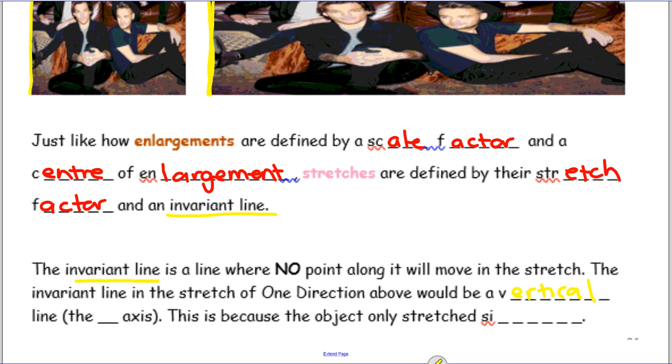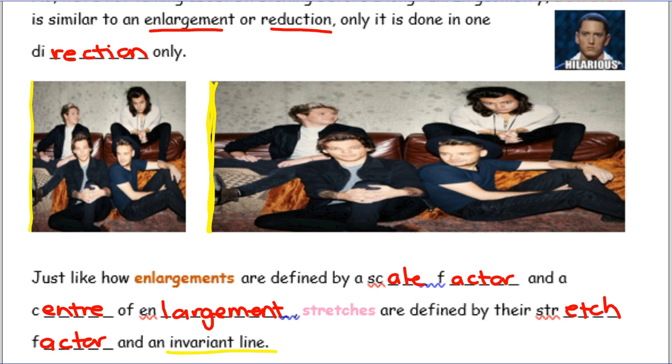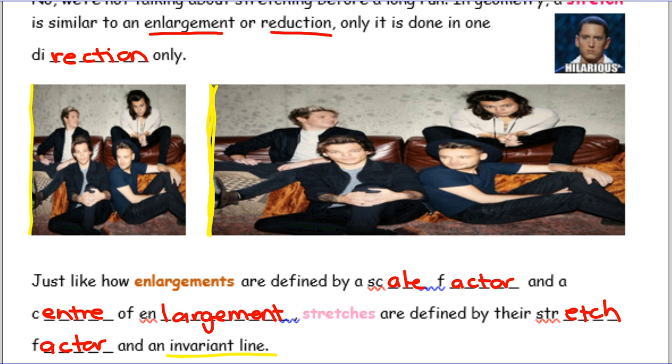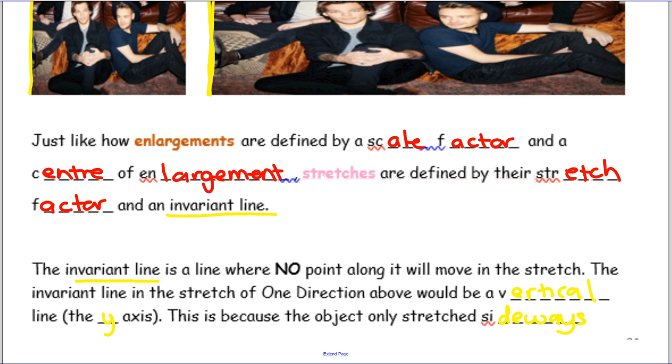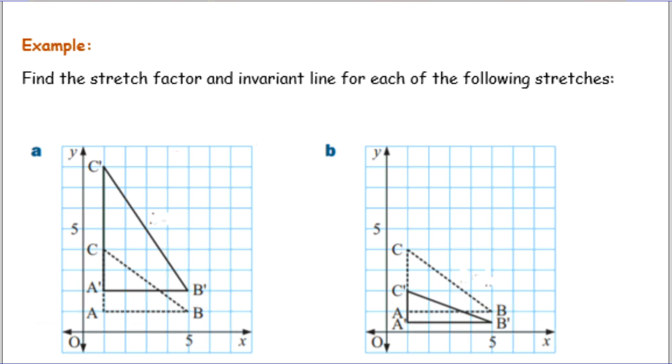A vertical line, which is basically the y-axis. This is because the object only stretched sideways. It didn't stretch upwards or downwards. So basically the invariant line is a line where the stretch is done relative to. It stretched out from that yellow invariant line. So let's keep going on.